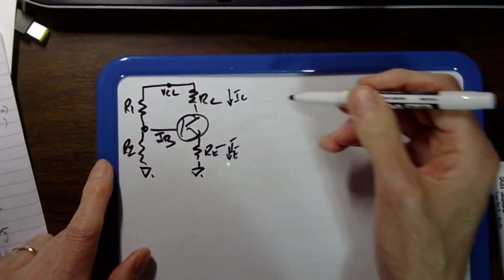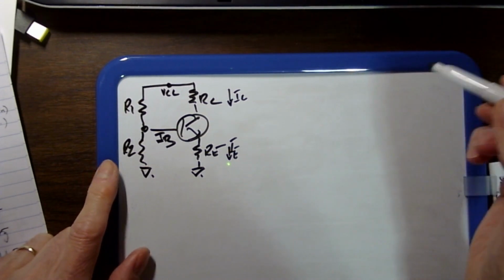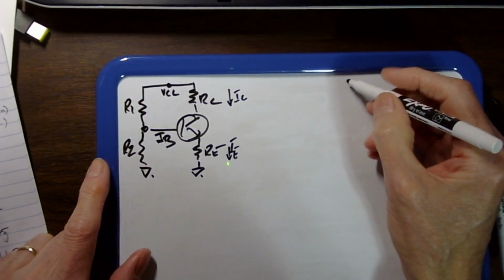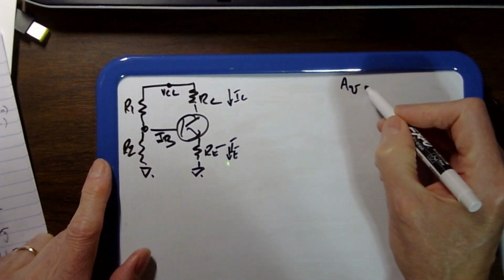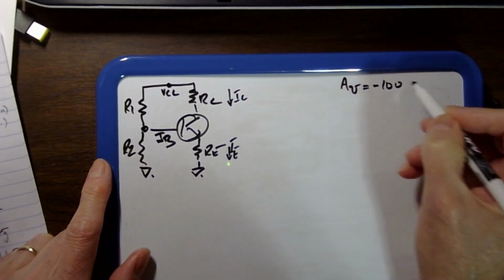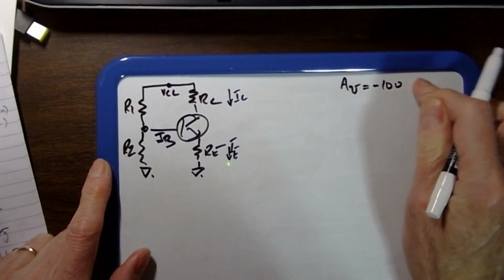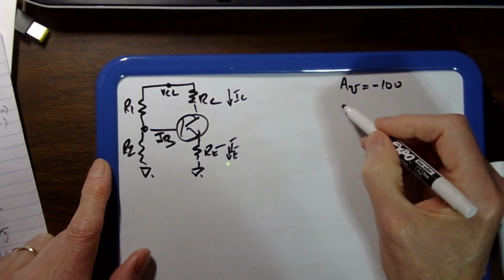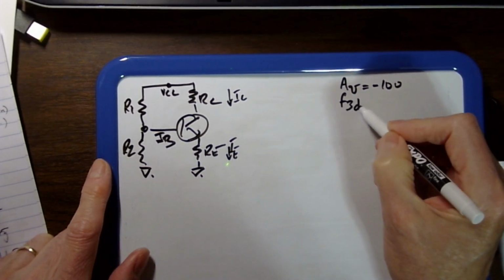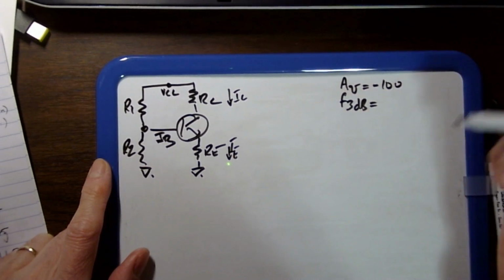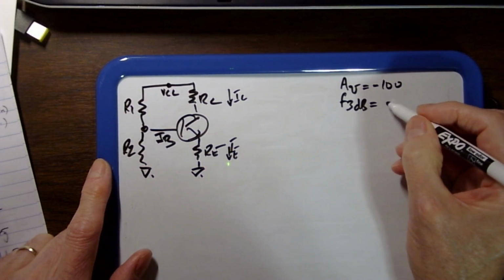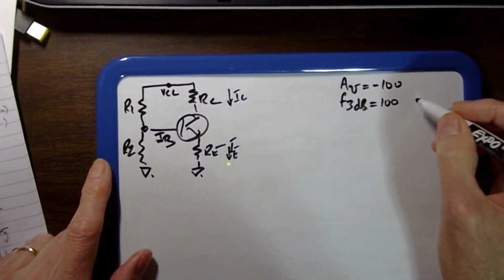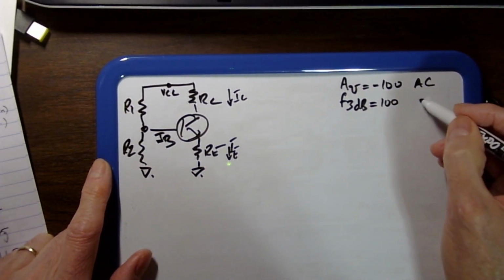So he's doing some assumptions. He's assuming that we want AV, the voltage gain, of minus 100, but this is for AC analysis. We don't really care about that at this point. He's assuming F3 dB, the cutoff frequency where you lose the power by half, is going to be 100. Here, again, we don't care. This is AC stuff.